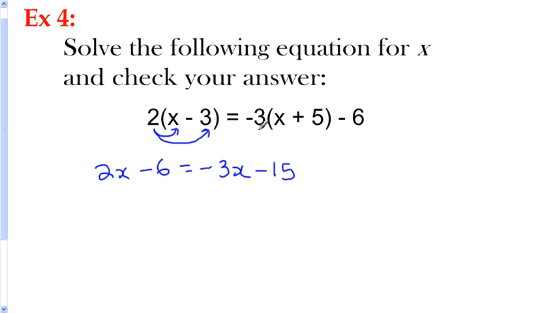So we have to distribute this one as well. This times this, and this times this. Don't forget the signs. Negative times positive gives us a negative here. Okay, and then the minus 6 is not in brackets, so we leave that one as is. Okay, now it's similar to the last example where we have to collect all the x terms on one side. So I'll leave the 2x here.